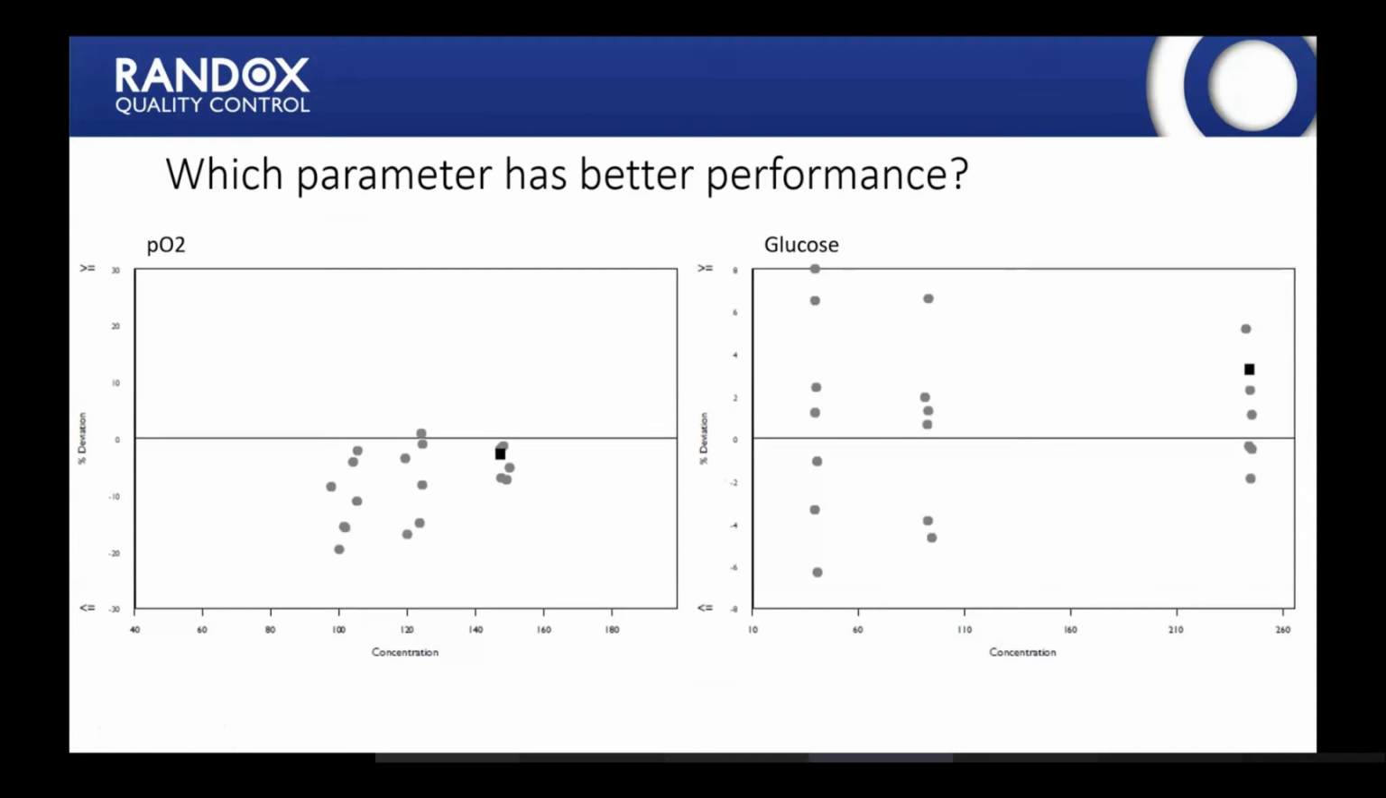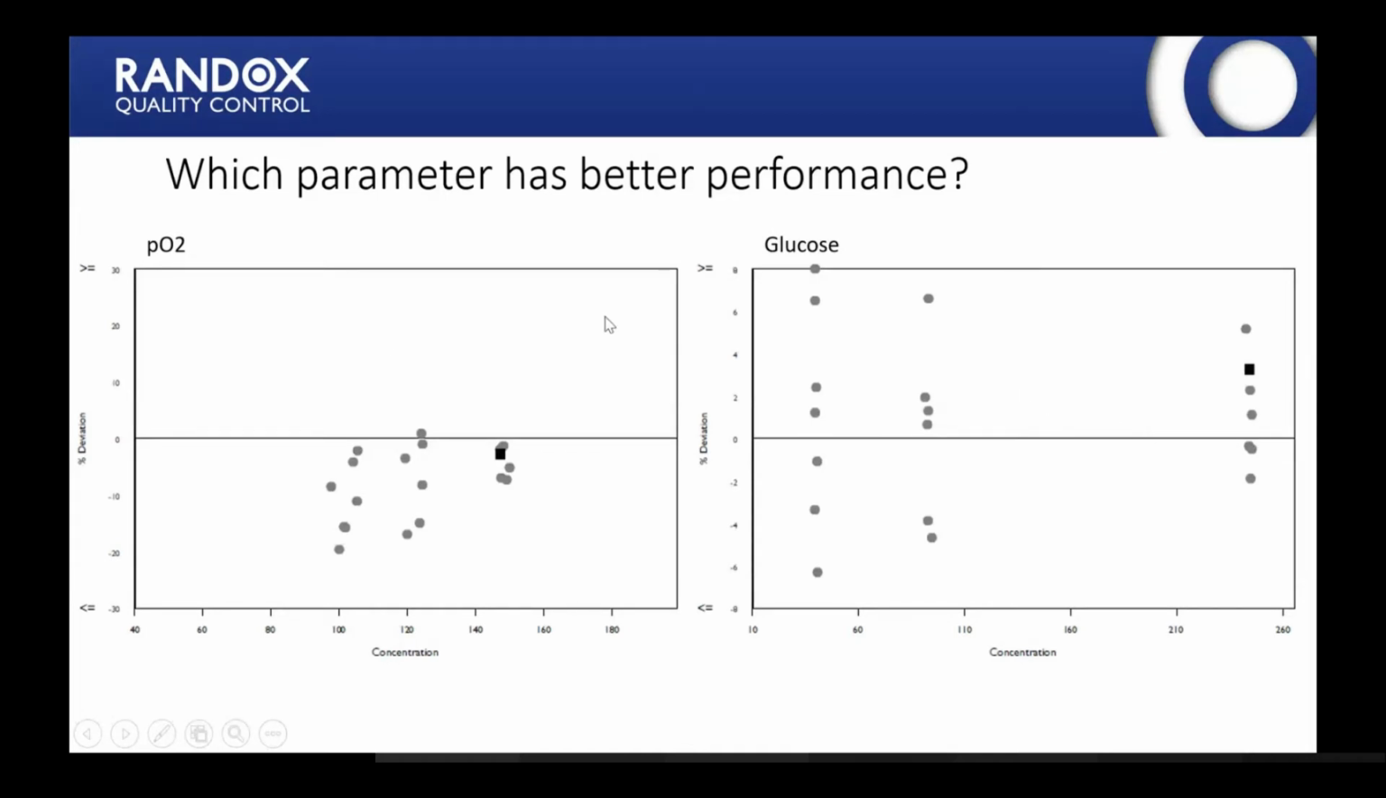So this is the same performance on the percentage deviation by concentration charts. So again, we have PO2 and we have glucose. So if we look at this chart and compare the two, you can see the negative bias, but it looks like the lab results are much closer together. When you look at the glucose, you have a very wide spread of results. And so it would appear at first glance that the performance for PO2 is better than the performance for glucose.